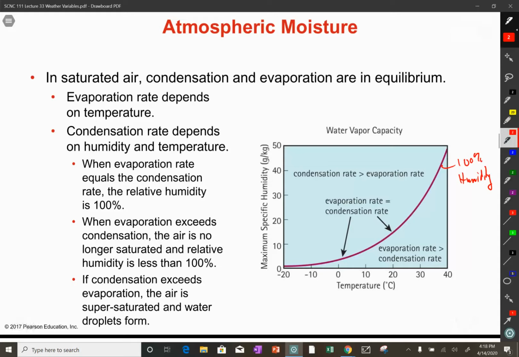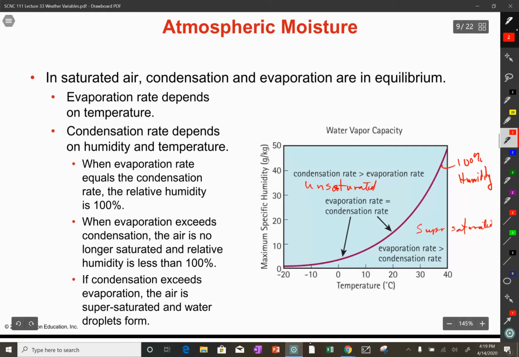If you're above 100% humidity, which you can theoretically do, you can have more moisture in the air than you can hold. We call that supersaturated. Any slight little disturbance will make it suddenly fall out. But when you're supersaturated, you're going to have more evaporation occurring than condensation. And so down here, you're supersaturated. Up here, you're unsaturated. That is, you can hold more moisture in the air. And the rate at which it condenses is higher than the rate at which it evaporates.